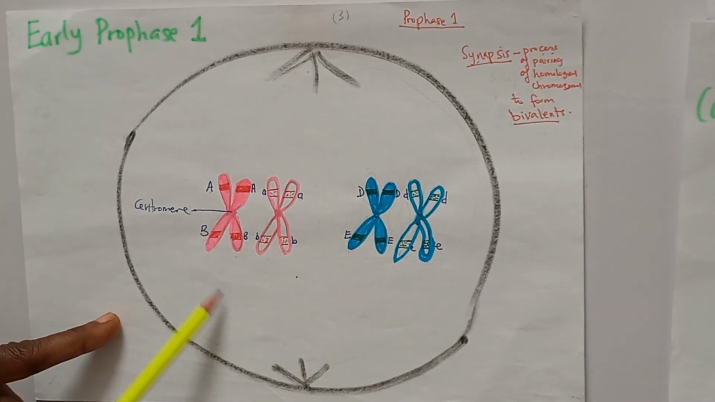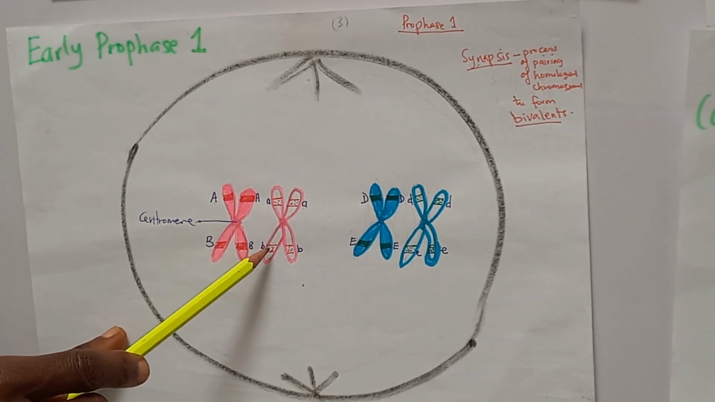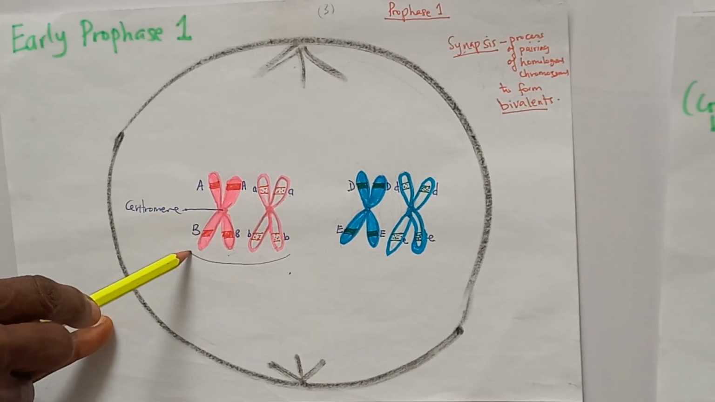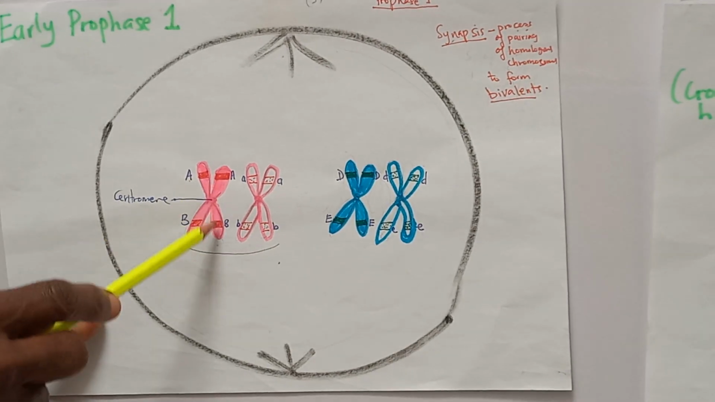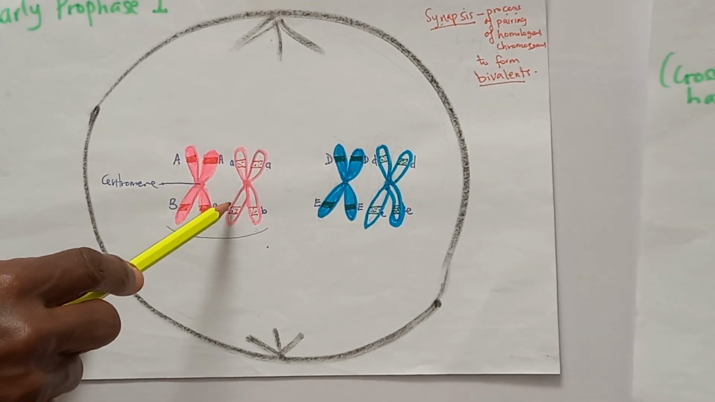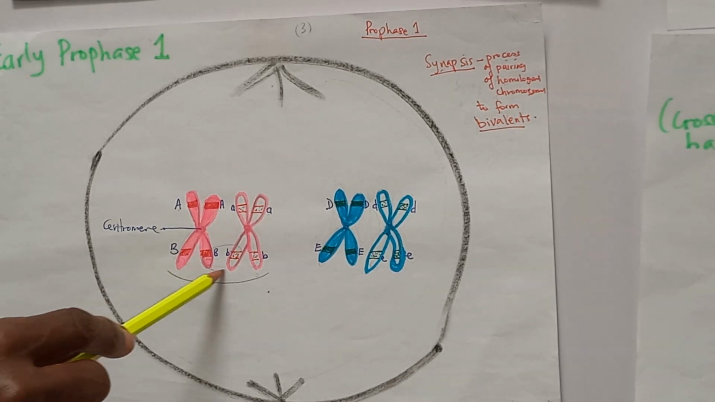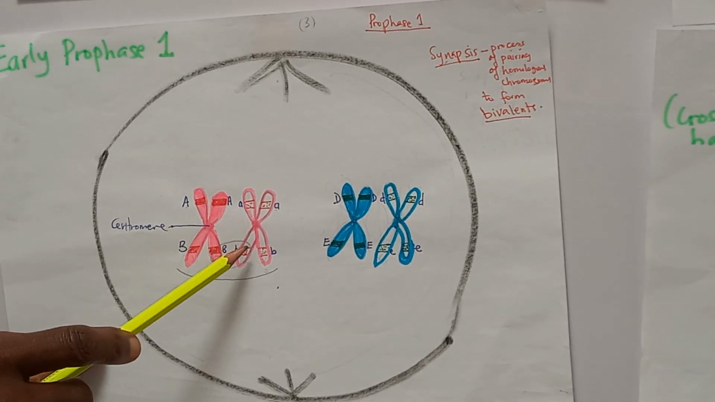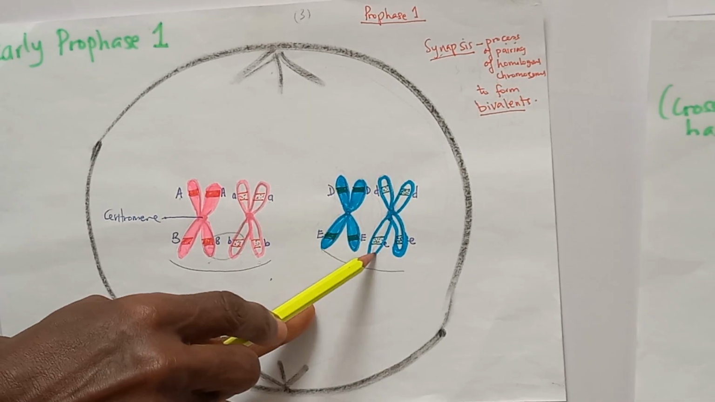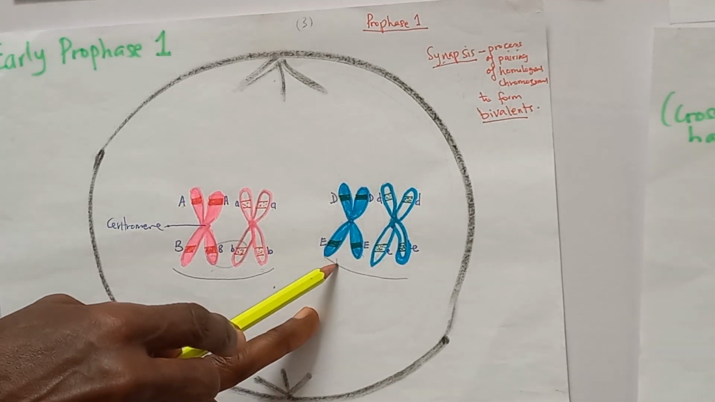Now, after this process, crossing over is going to take place between non-sister chromatids of homologous chromosomes. So this is one homologous chromosome. This and this are sister chromatids. This and this are sister chromatids. This and this are non-sister chromatids. Crossing over is going to take place between these two, so that the genes will be exchanged.